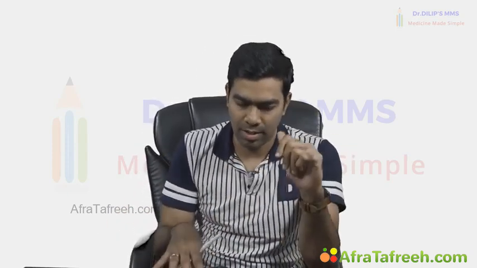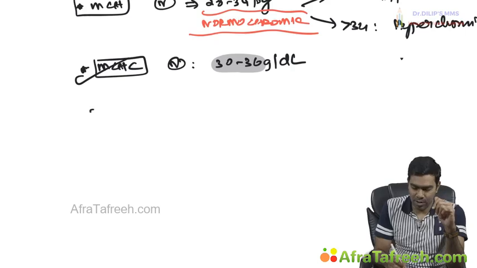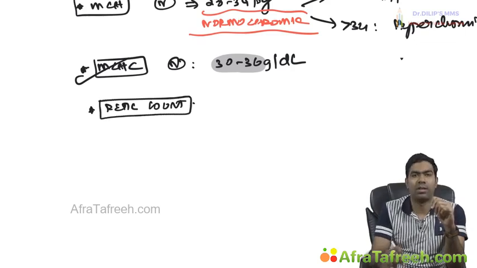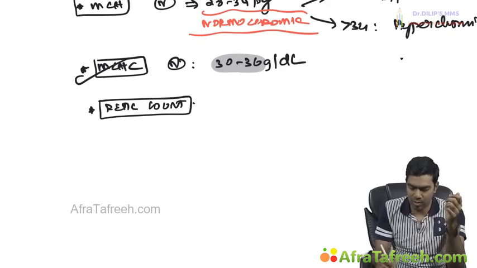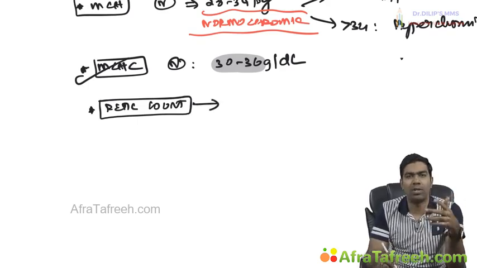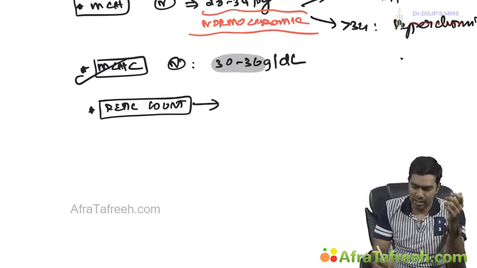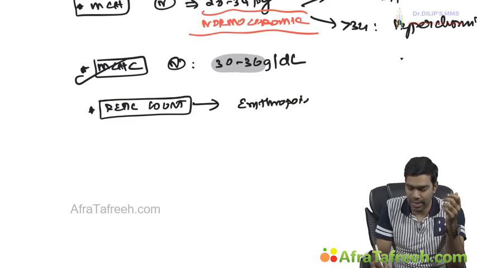So next you have the reticulocyte count. The moment you ask about the reticulocyte count, it is the measure of the erythropoietic activity of the bone marrow.